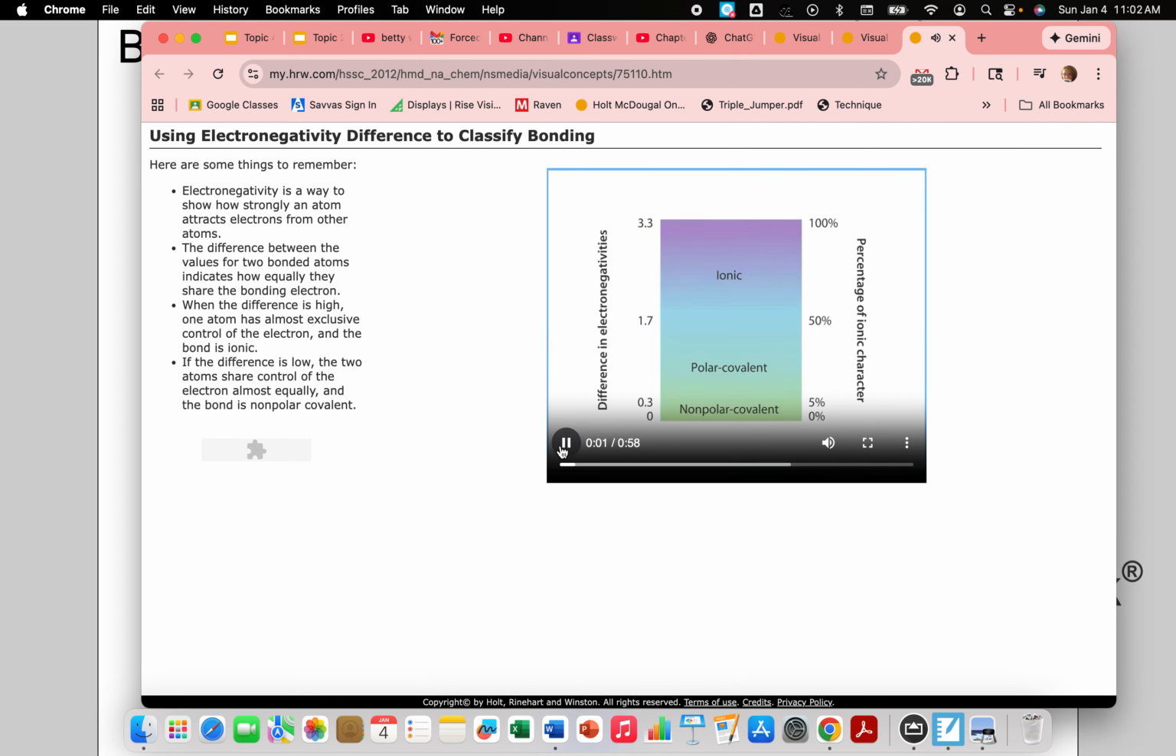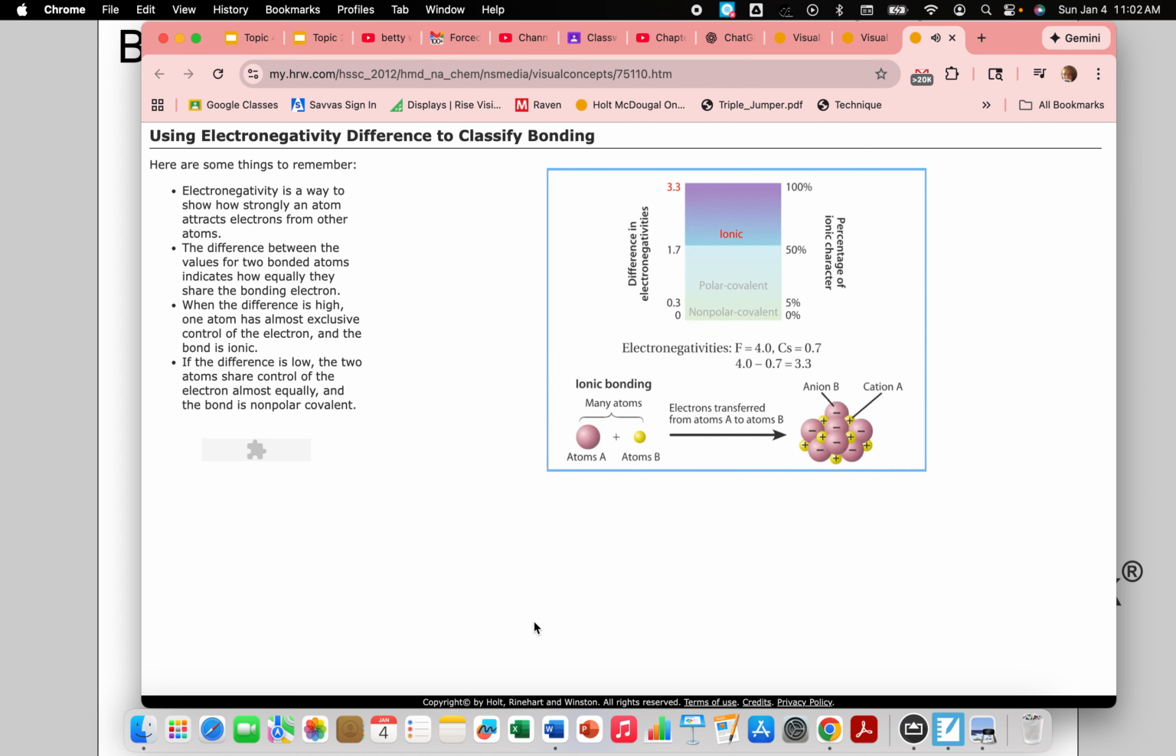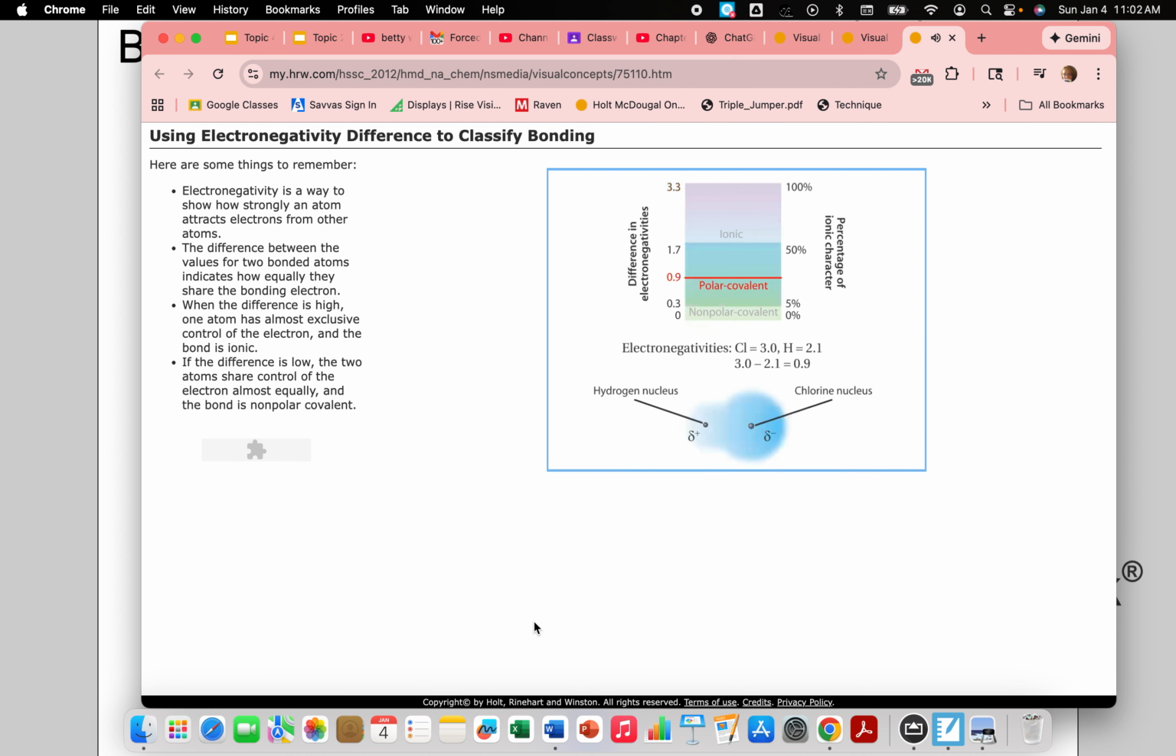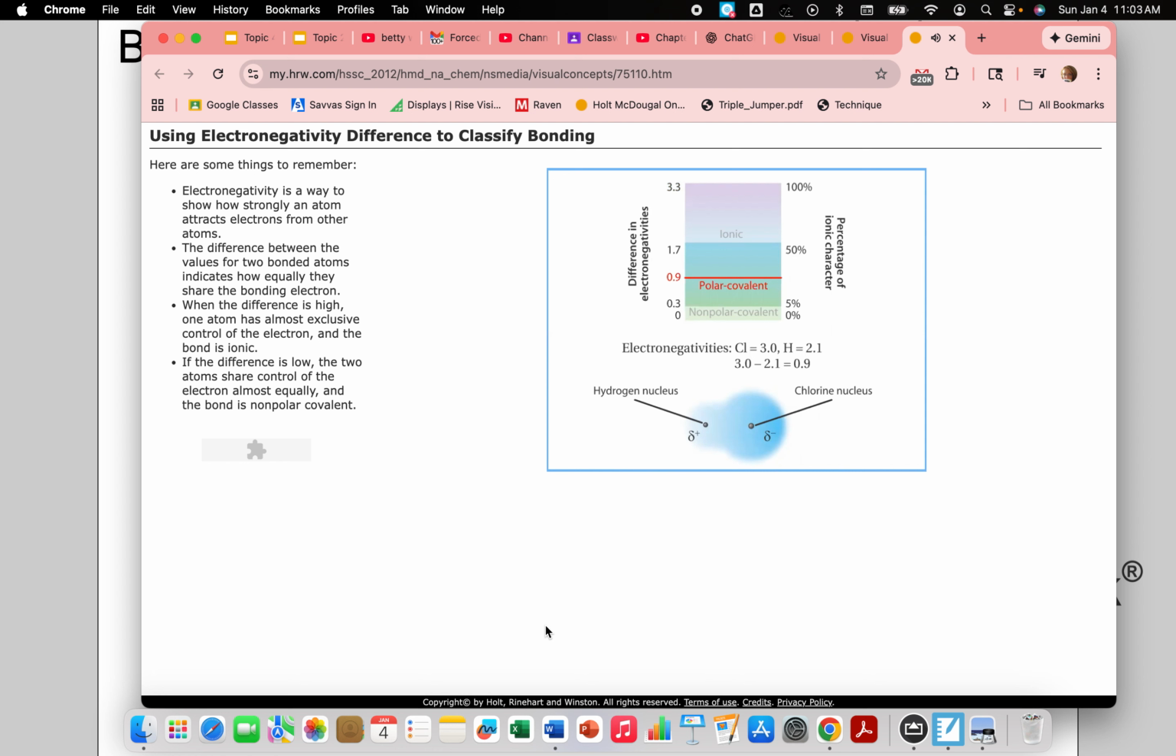This diagram shows the relationship between the difference in electronegativity and the type of chemical bond between 2 atoms. The electronegativity difference between fluorine and cesium is 3.3. Because this is greater than 1.7, the bond is ionic. The fluorine atom has almost complete control of the electron, and the attraction between the 2 atoms is mostly electrical. The electronegativity difference between chlorine and hydrogen is 0.9. Because this is greater than 0.3 but less than 1.7, the bond is polar covalent.